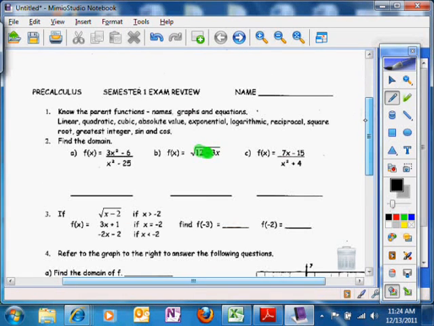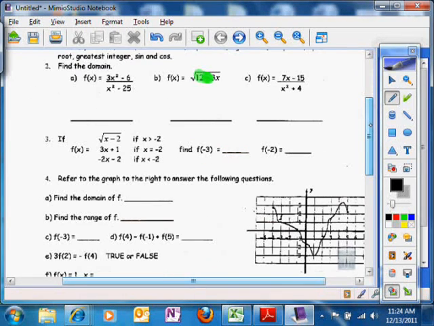If you look at the problem for number 3, we have a piecewise function. Remember, a piecewise function is a function that is defined over different parts of the domain. So what we have here is f of x is equal to the square root of x minus 2 if x is greater than negative 2. It is 3x plus 1 if x is equal to negative 2. And it is negative 2x minus 2 if x is less than negative 2.